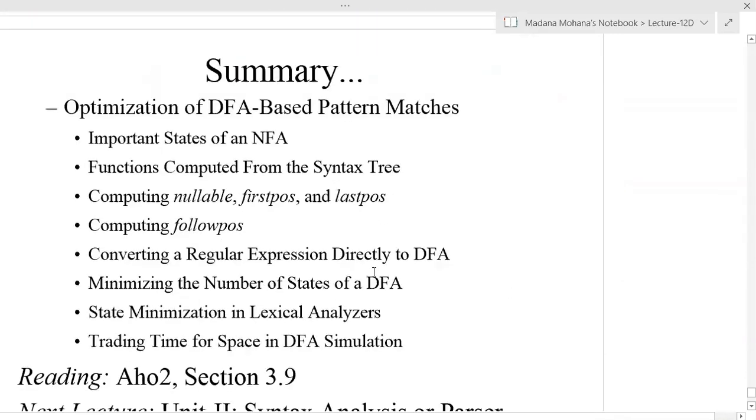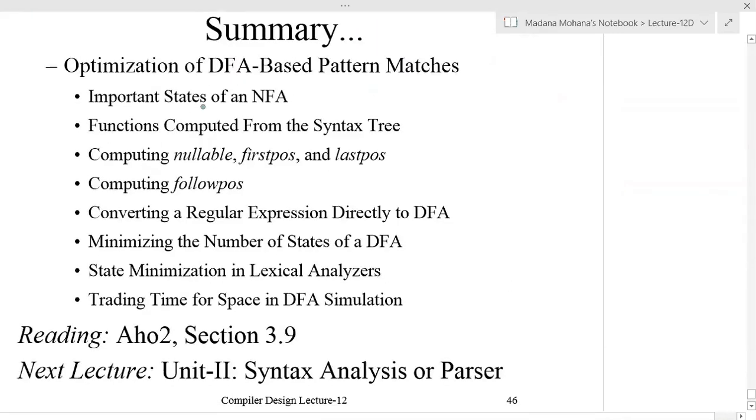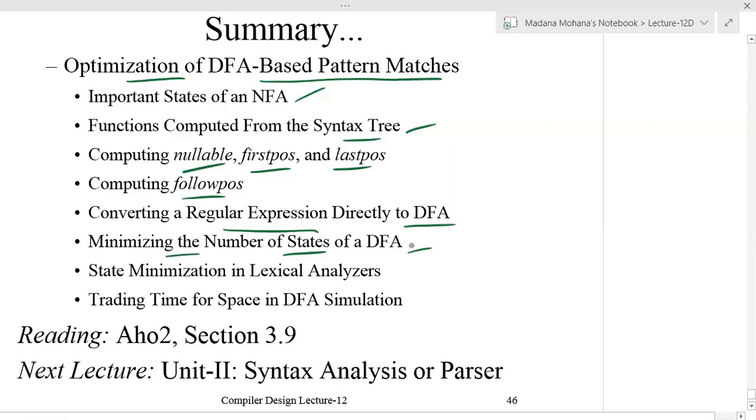Okay, now let us come to the summary of this lecture. What we discussed: optimization of DFA-based pattern matchers. In this, important states of an NFA, functions computed from the syntax tree: nullable function, firstpos function, lastpos function, followpos. Then converting regular expressions directly to DFA, then minimizing the number of states of a DFA, then state minimization in lexical analyzer, then trading time for space in DFA using a two-dimensional array data structure.